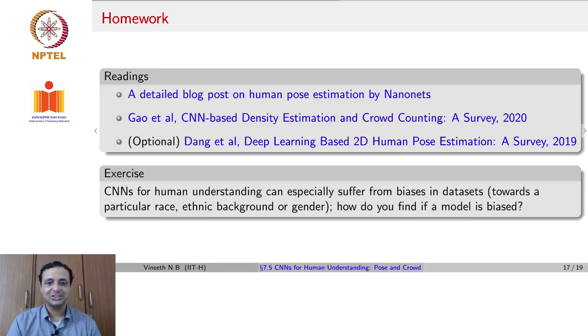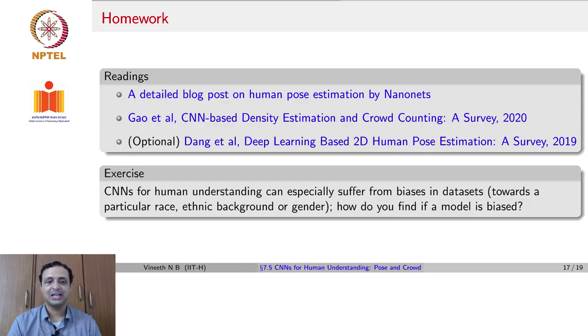So the homework for this lecture is a very nice blog post on human pose estimation by NanoNets, as well as the survey on density estimation and crowd counting that was recently released in 2020. If you're interested, you can also read this survey on 2D human pose estimation.